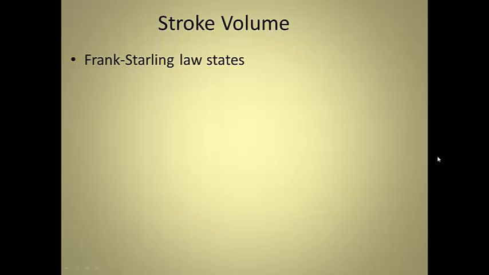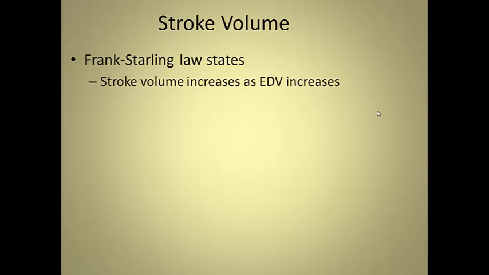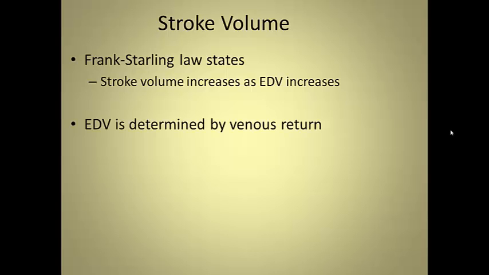So the key with stroke volume, or one of the keys with stroke volume, is the Frank-Starling law. Frank Starling was not one guy. Frank Starling was actually two guys, which could be a source of confusion. But basically, the Frank-Starling law is going to say that stroke volume increases as end diastolic volume increases. So again, as I've just mentioned, the more blood in the ventricle, the more that's going to be pushed out.